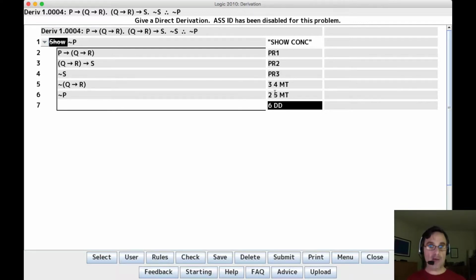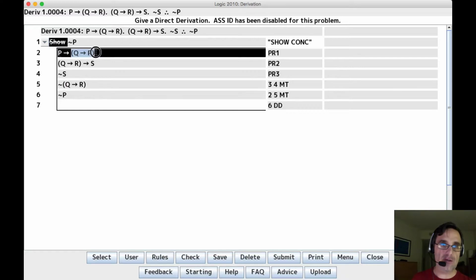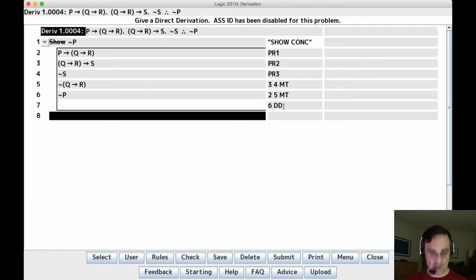Now, you might have a question about the modus tollens application, this one, that gets us line 6 with lines 5 and 2. So I want to just quickly explain here what's going on in slightly more detail.